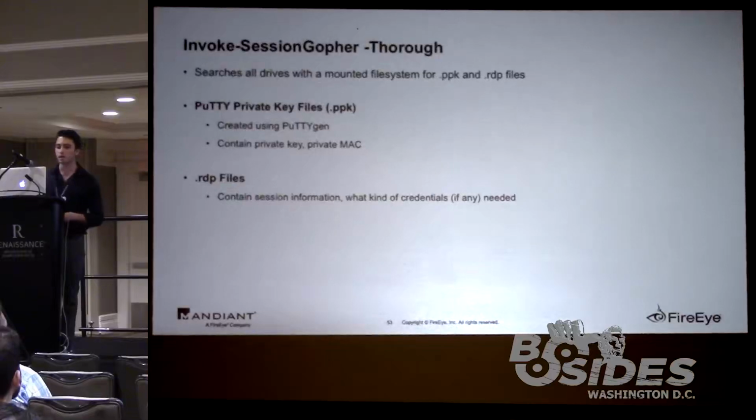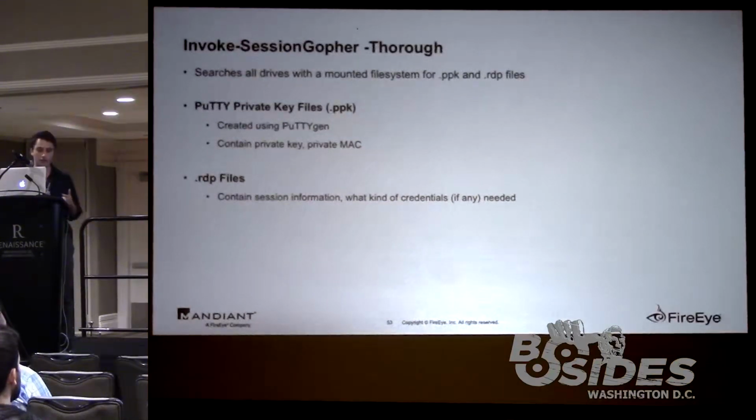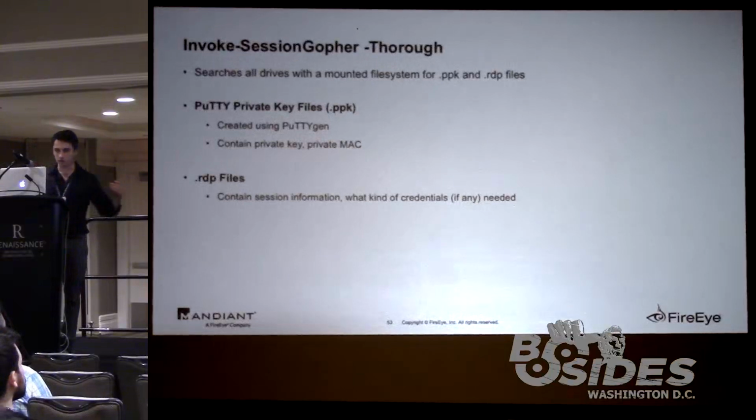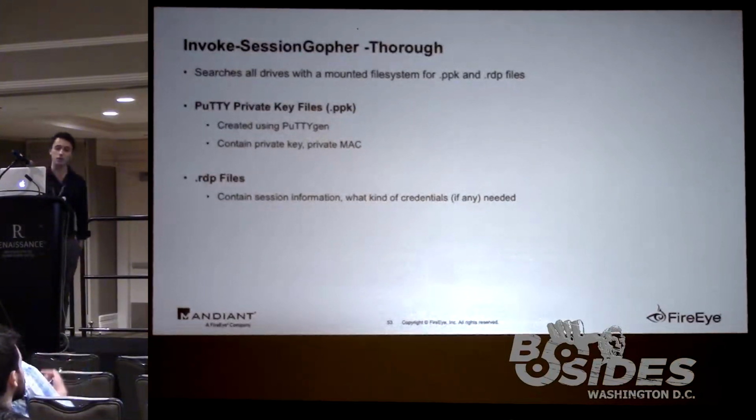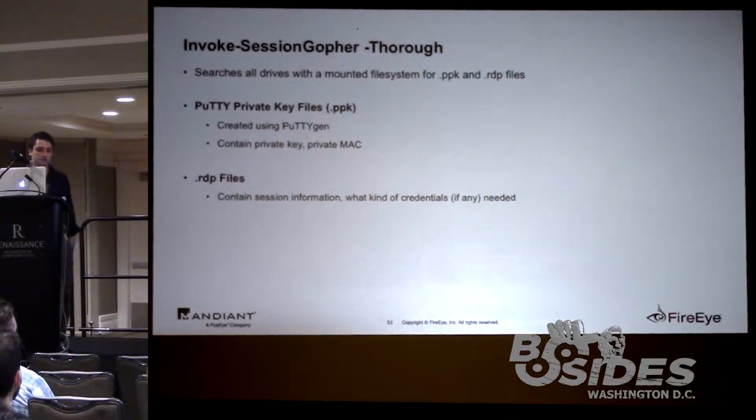So in thorough mode, it'll search the entire file system for .ppk files and .rdp files. PuTTY private key files are .ppk files, and they're created using something called PuTTYgen, which is kind of a one-off tool to create these keys. And then they'll have the information for the public key cryptography that takes place to authenticate the private key to authenticate to a remote host if they're using that. Also RDP files. RDP files are interesting because they are both executables and you can interact with them in the hex editor. They're very nice, and I'll show you right now.